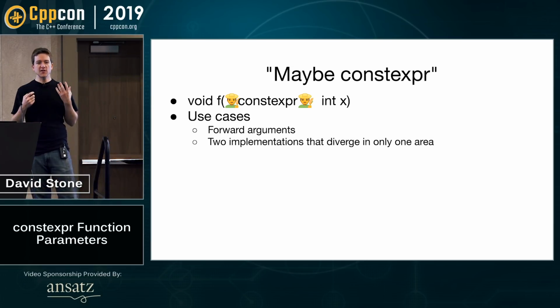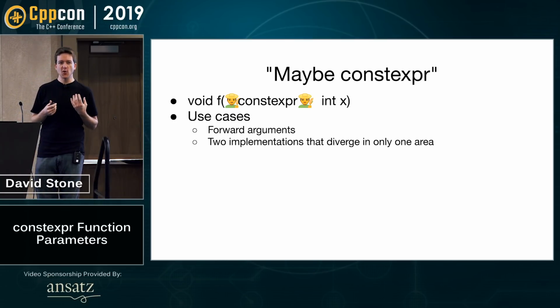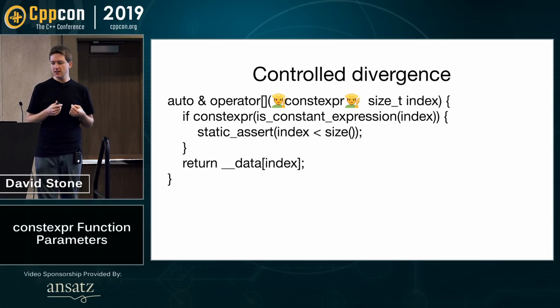The other main use case for maybe constexpr parameters is to have two implementations that diverge in only one area. Because again, remember, one of the principles of this proposal is that you shouldn't have to write the same thing multiple times in slightly different ways.